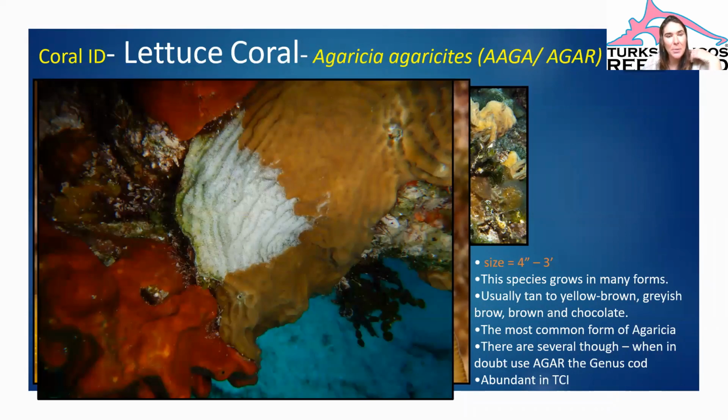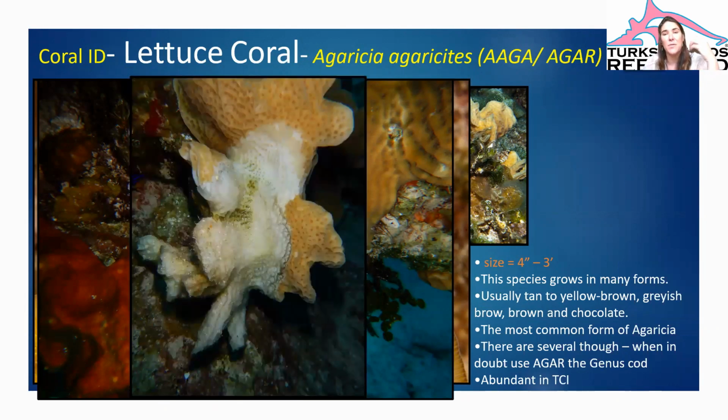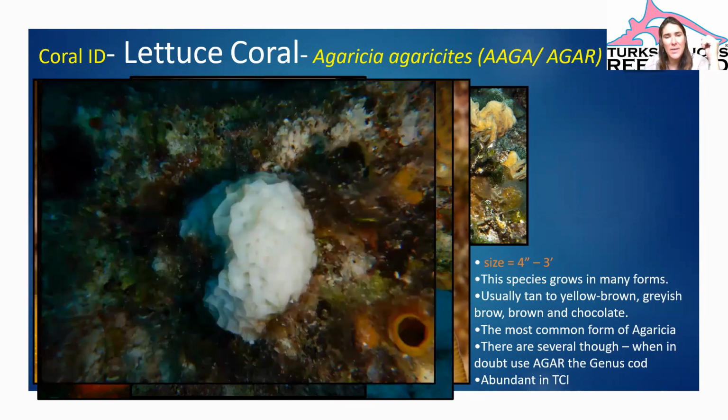Here is a plate form. All three of the photos I'm about to show you are actually Agaricia agaricites, just different growth variations. So this is a plating form with the disease here. Here is one that forms in that kind of lettuce shape. And then here we've just got a small little dome one. Again, that entire little colony would probably have gone within a day.